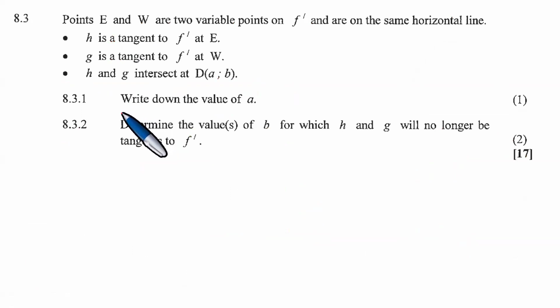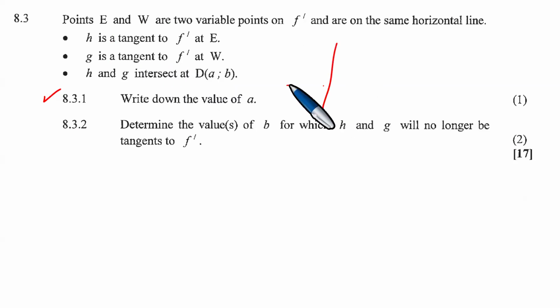Okay. Right, so this is a very interesting one. If you look at 8.2.1, you have the points E and W are two points on F prime, which are on the same horizontal line. H is a tangent to F prime at E.